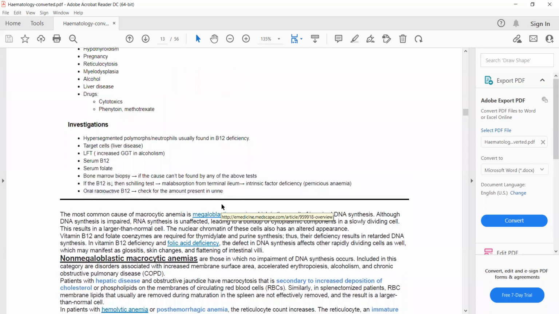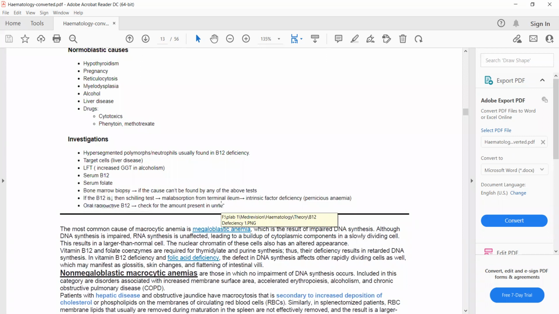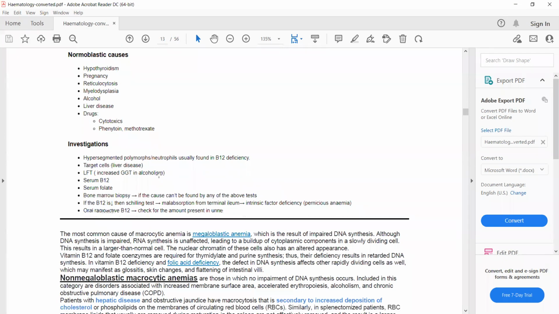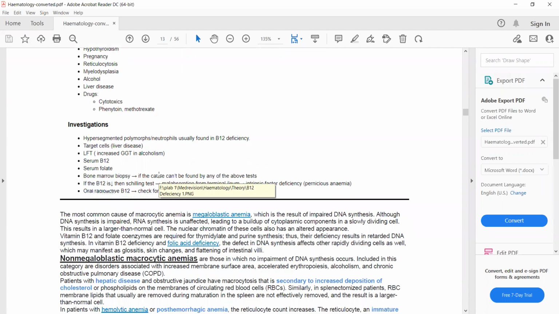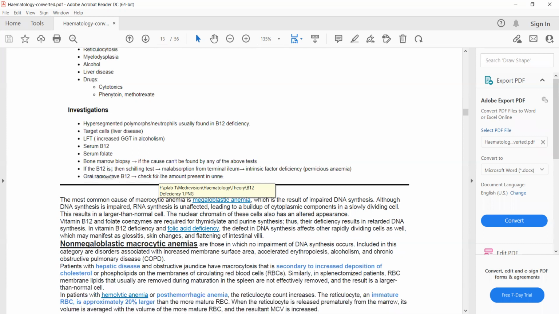What are the investigations that can help us in the diagnosis of megaloblastic anemia? Megaloblastic anemia is due to B12 or folate deficiency. In B12 or folate deficiency, hypersegmented neutrophils are found in the peripheral smear. On complete blood count, there will be low Hb and high MCV. On peripheral blood film, there will be hypersegmented neutrophils in both B12 and folic acid deficiency. LFTs will be abnormal in alcohol and liver disease. Serum B12 level will be decreased in B12 deficiency, and serum folate levels will be low in folic acid deficiency.